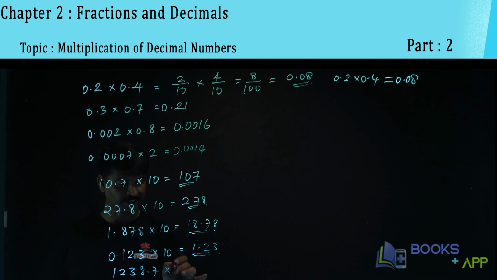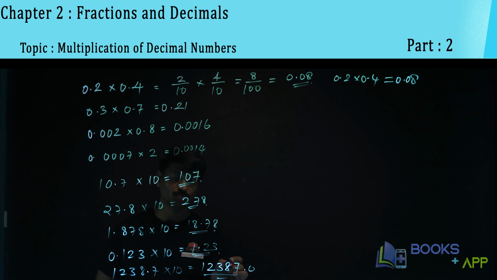1238.7 into 10. What is the answer? You are multiplying by 10. So this decimal will jump 1 place to the right. So it becomes 12387 because it will jump here. I think it is clear. This is about the multiplication of a decimal by 10.